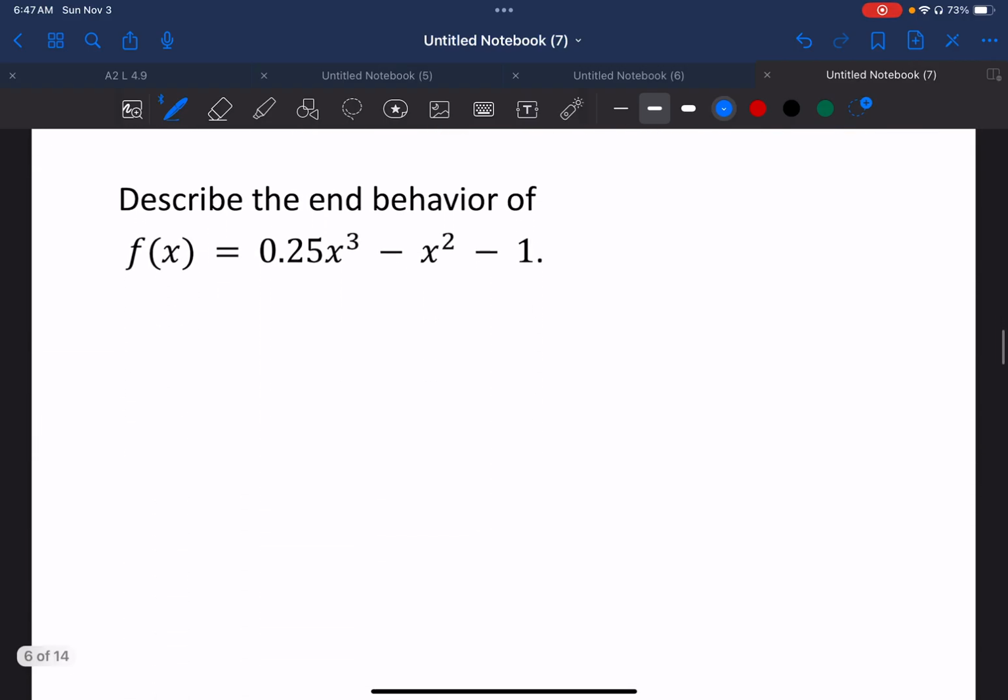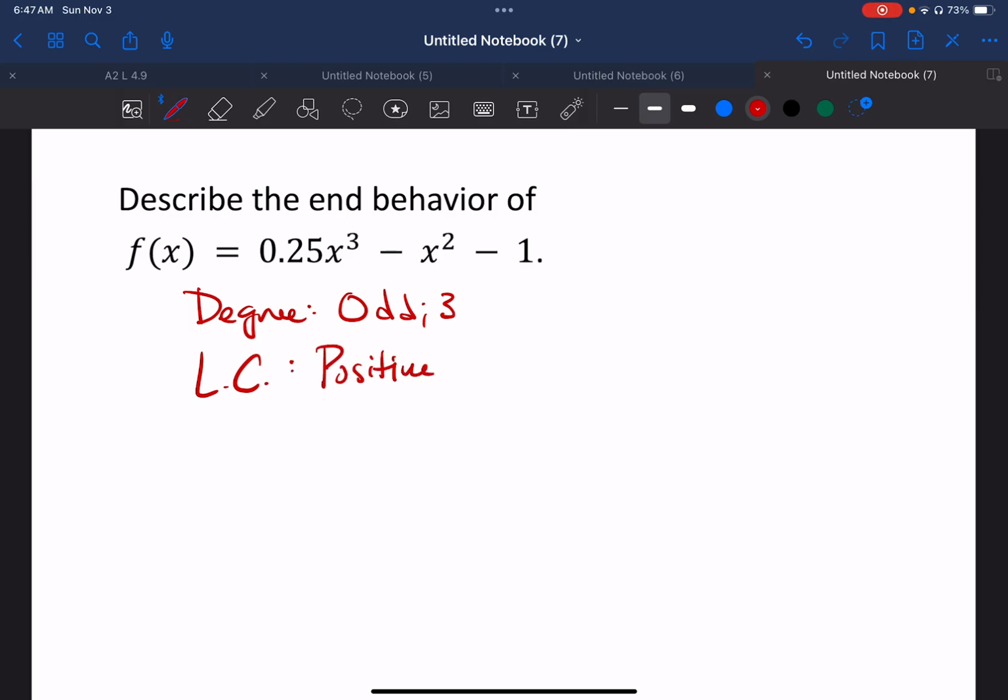Okay, here's another one. So here, our degree is an odd number. You can put 3 if you want, but it's up to you. Our leading coefficient is positive. So if I think about those odd graphs, it's going to be something like this. Okay, so I'm going to draw that a little bit better. I have an exponent of 3, so I know I'm going to have 2 curves in it, and it's going to go up over time.